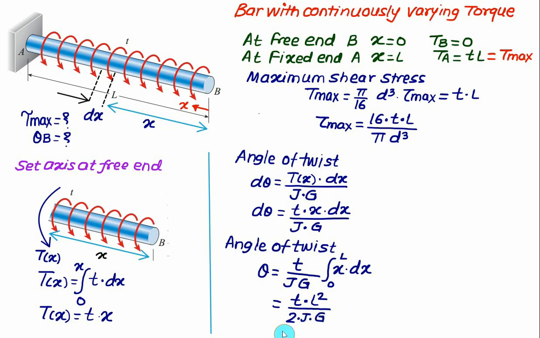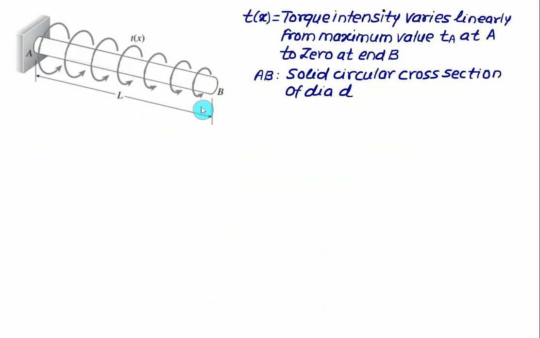And then again you can substitute for J and we can simplify the equation in terms of pi d. Final substitution we can do as pi by 32 d to the power 4, and we can develop here another expression for angle of twist. In the last part we have taken the value of Tx to remain constant over the entire length of the shaft from A to B.